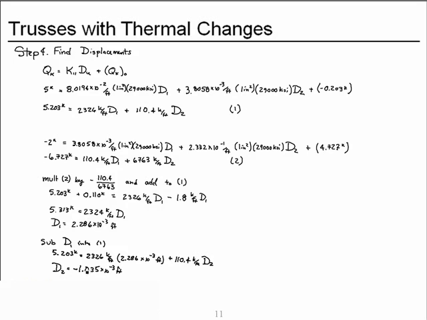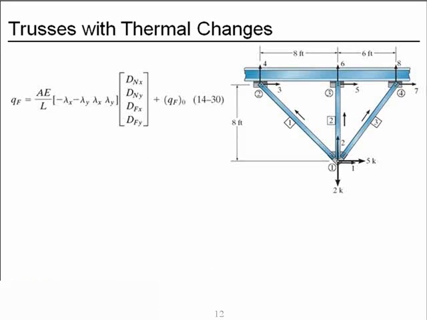So it moves to the left. No, this is the y degree of freedom. It moves down at node 1. This one means it moves to the right at node 1. With the displacements, I can now find the member forces. And that's step 5.